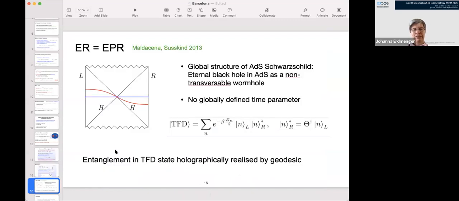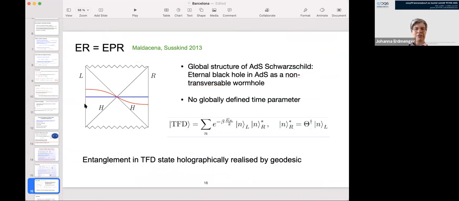But what we did in the paper was to really realize this for space-time wormholes. And there we used the EPR conjecture, which states the following. Assume we have a global AdS2 space. So we have one quantum mechanical system sitting at this boundary, the right one, and then another one sitting on the left-hand side.